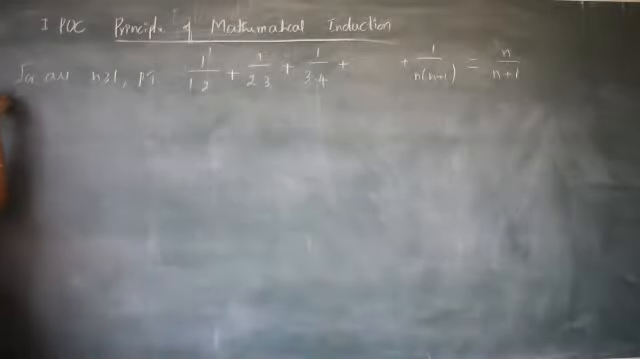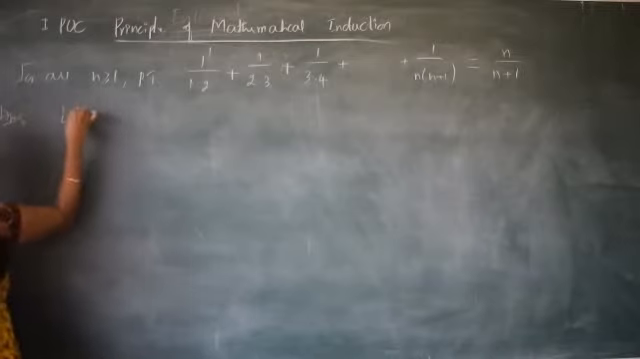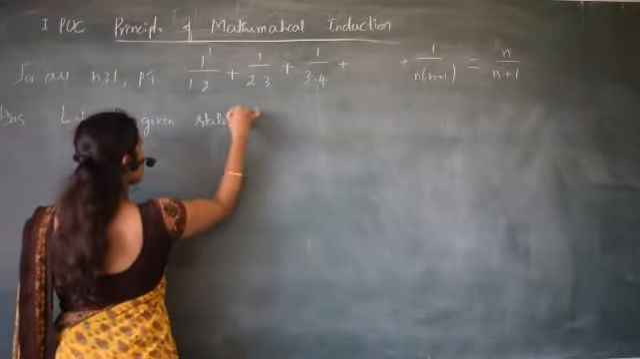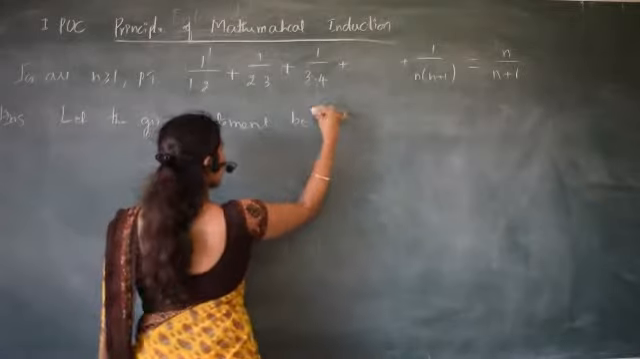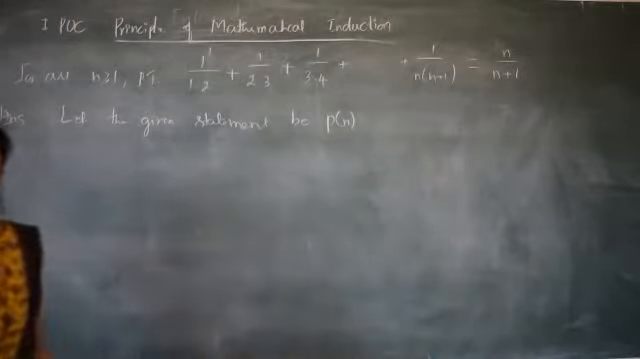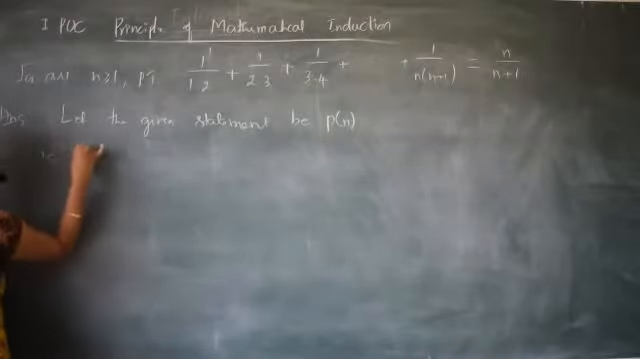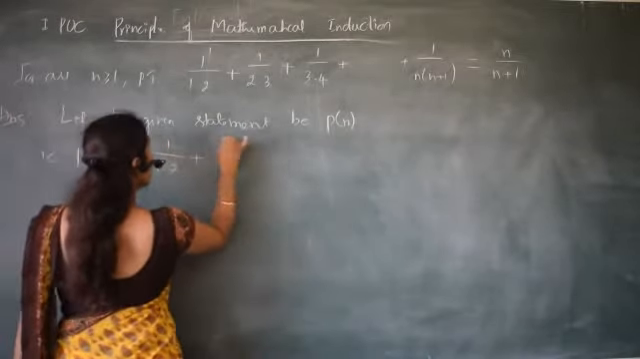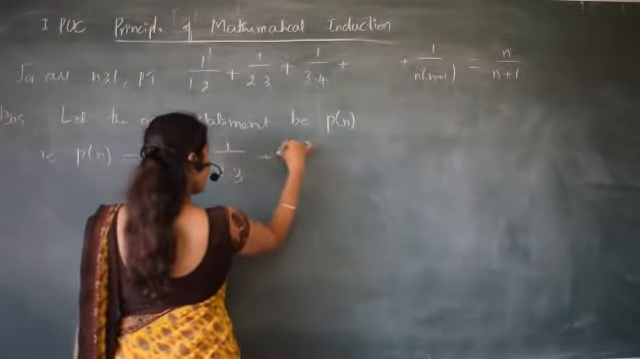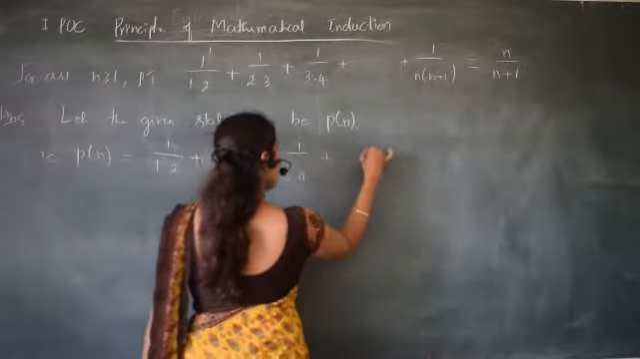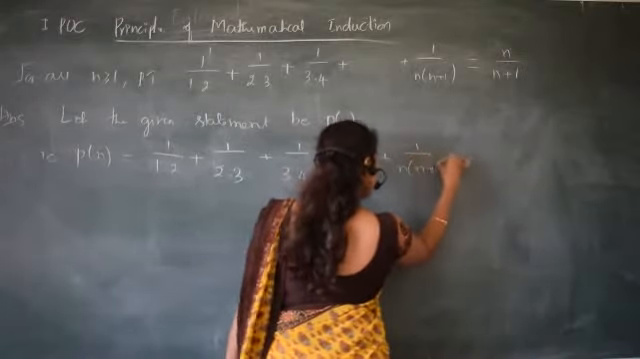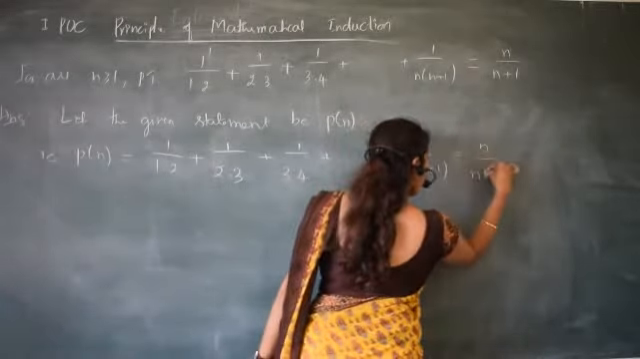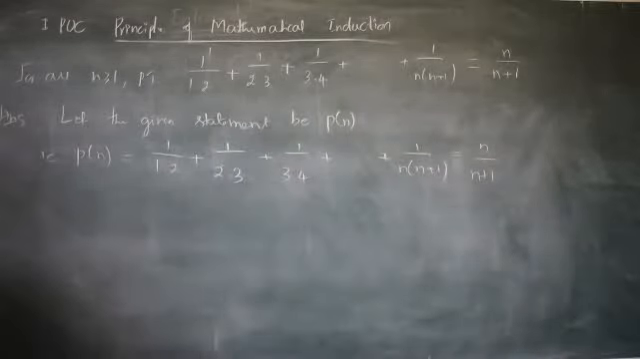First step is, let the given statement be P of n, that is, P of n is equal to 1 by 1 into 2 plus 1 by 2 into 3 plus 1 by 3 into 4, so on up to 1 by n into n plus 1 is equal to n by n plus 1.